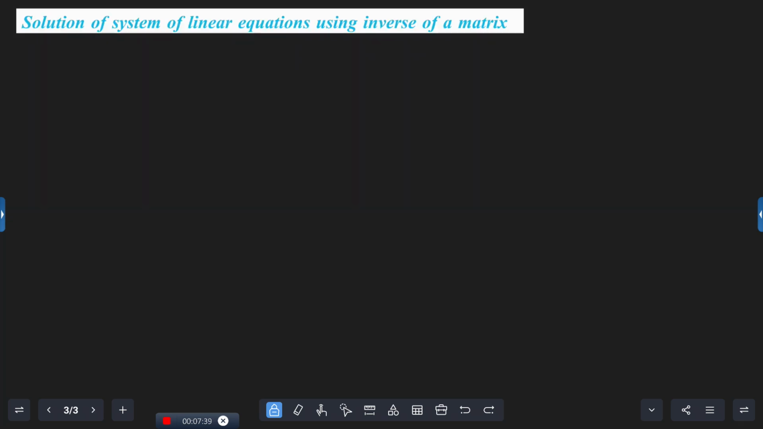Solution of a system of linear equations using the inverse of a matrix. Listen carefully. We are going to find the solution, where solution means x, y, z equal to what? That is what we are going to find with the help of the inverse matrix. Then what is the formula? I told you already. What is the formula we are going to use in this?